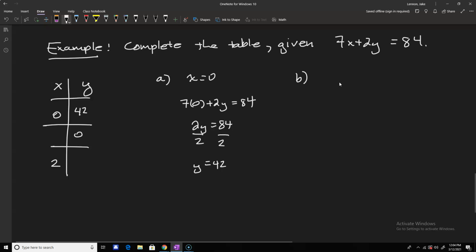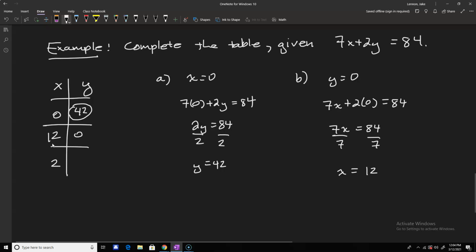B, let's say we want to do y equals 0. So we'd have 7x plus 2 times 0 equals 84. So now we have 7 times x equals 84. Divide by 7. We get x is equal to 12. So 12 would be the answer here.